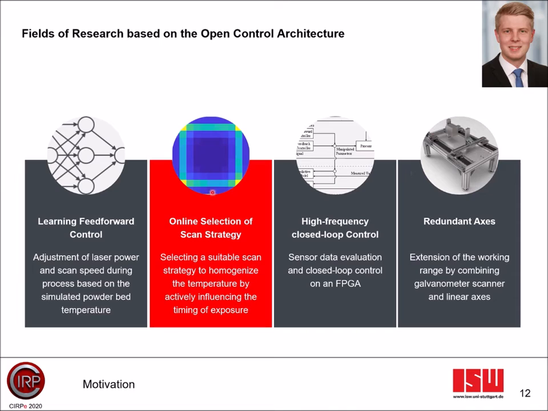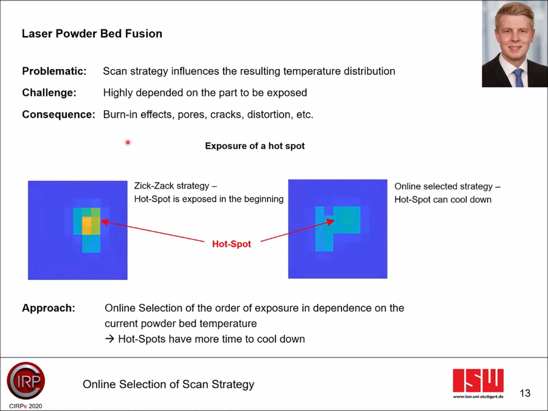Next to the learning feedforward control, we have also implemented an approach to select the area of exposure during runtime, which I would like to introduce in the following. The goal of the online working algorithm is to determine a suitable order of exposure of single islands. Doing so, we hope to homogenize the powder bed temperature by actively influencing the timing of exposure of a certain area. Influencing this timing, hotspots have time to cool down, or colder areas can be preheated by the heating system of the machine. In contrast to current solutions, the order of areas to be scanned is determined during the actual build process.